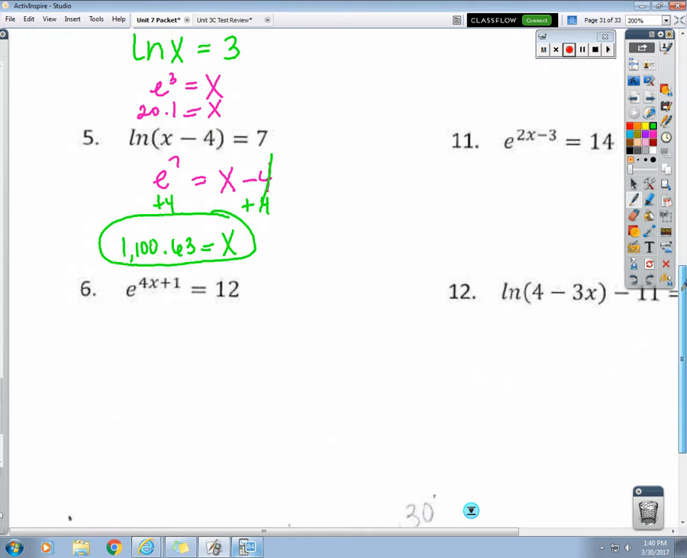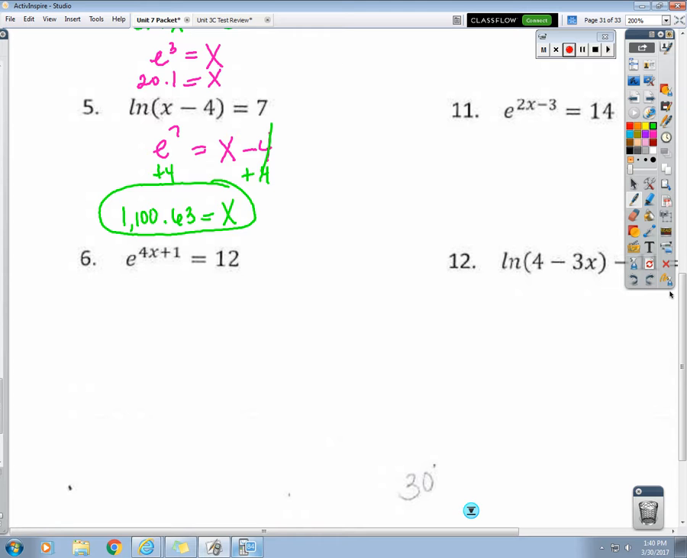Number 6 is currently in what kind of form? But the base is e, so when we rewrite it as a log, it'll be a natural log. So ln of equals.